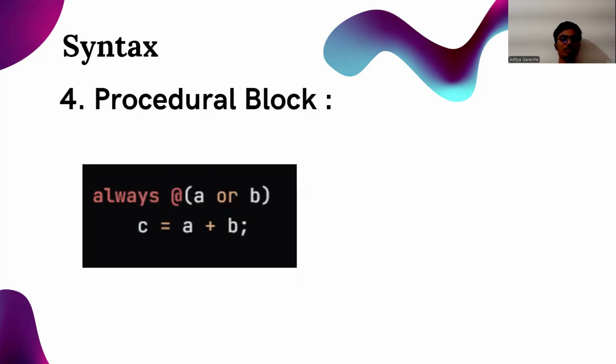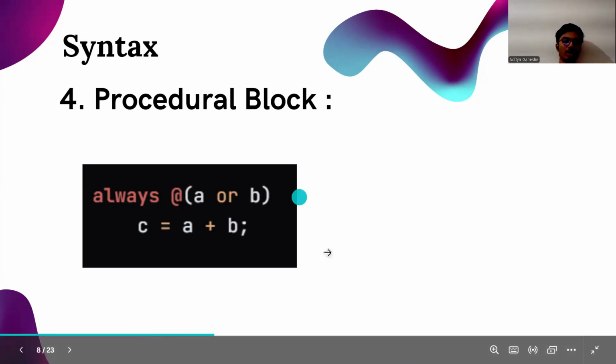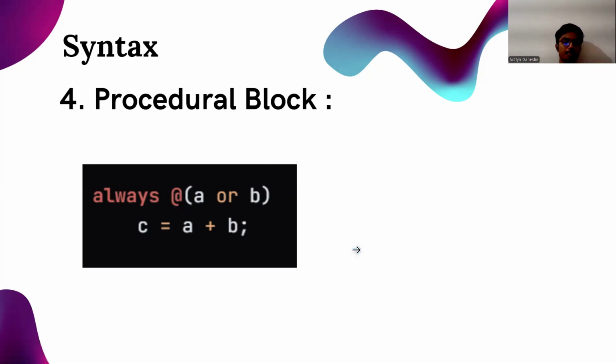Then comes the procedural block. Procedural blocks are used to declare behavior. Basically, this part is used to declare the behavior. This describes each behavior in Verilog. There are two types of procedural blocks: always and initial. The always blocks are used to describe combinational logic or sequential logic. The initial blocks are used to describe initialization or one-time events.